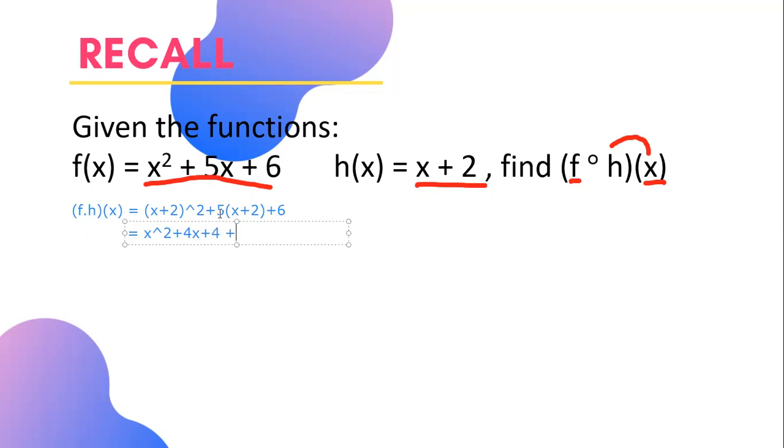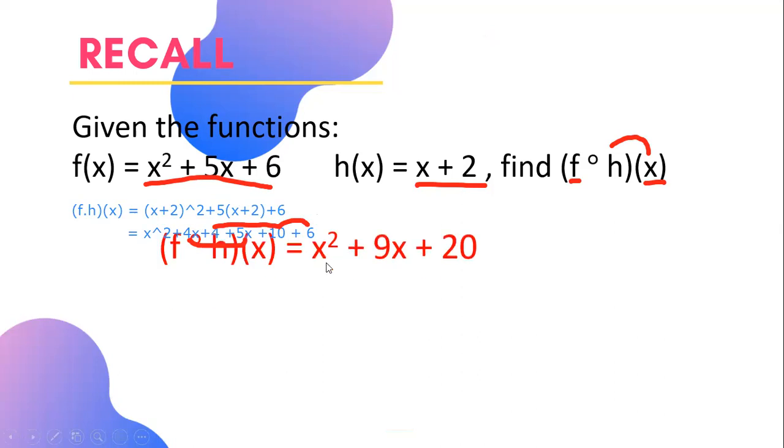Then plus, you distribute 5 with x. So 5 times x is 5x plus 5 times 2 is 10. And the last one is plus 6. With this one, we can combine the 4x and the 5x because they are similar terms, and then the 3 constants again. So combining that, the composition of f and h of x is equal to x squared plus 9x plus 20. Okay, that's the composition.